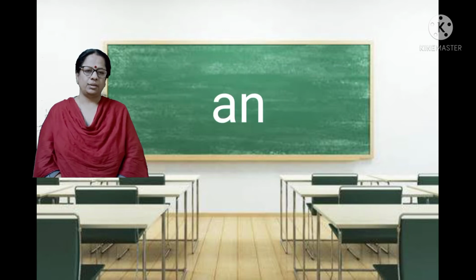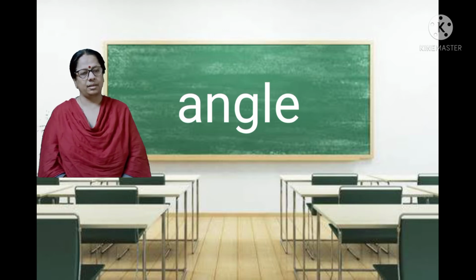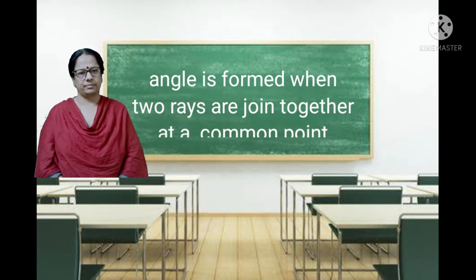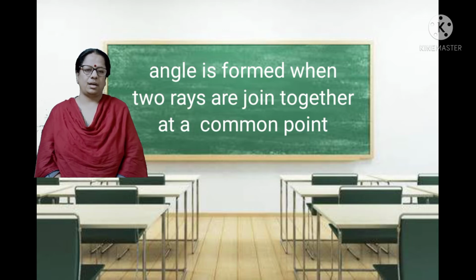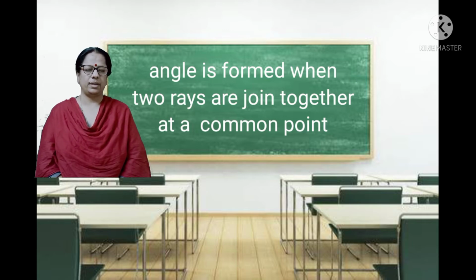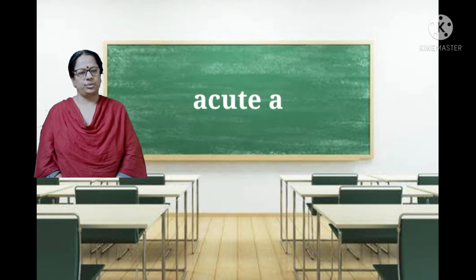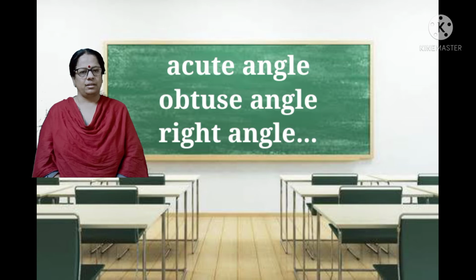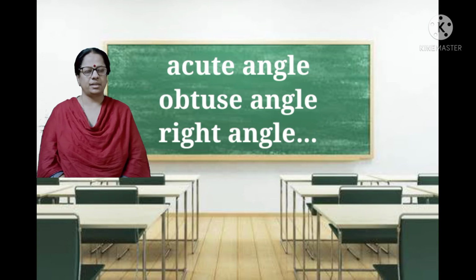Then if we want to draw an angle, children, how can we make an angle? From 2 rays we can make an angle. That means 2 rays joining at a common point give us an angle. And we studied different types of angles: acute angle, obtuse angle, right angle, and how to measure them. Last year we studied this.